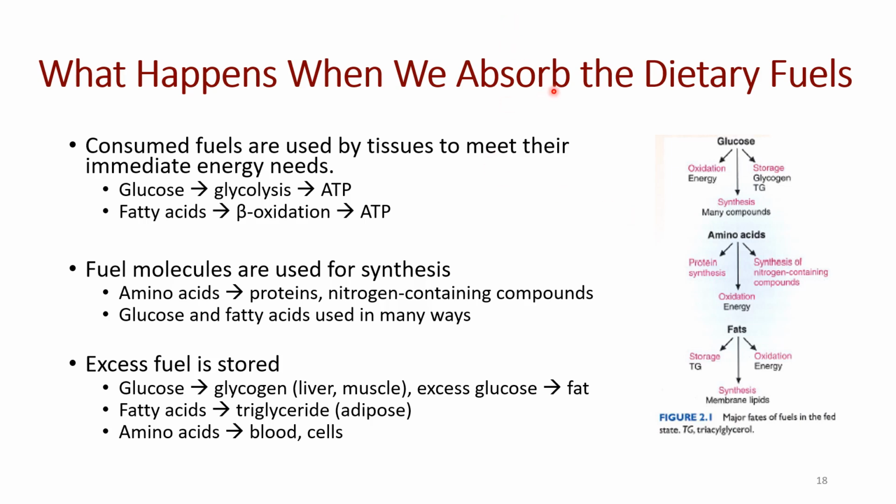And the overall rule always is, whatever tissue you are, muscle, brain, red blood cells, liver, you're going to have different needs for different fuels. And the first question is, any fuel that gets consumed by any tissue, you're going to use that fuel to meet the immediate energy needs. That tissue is going to say, I'm going to use this fuel to meet my own needs first.